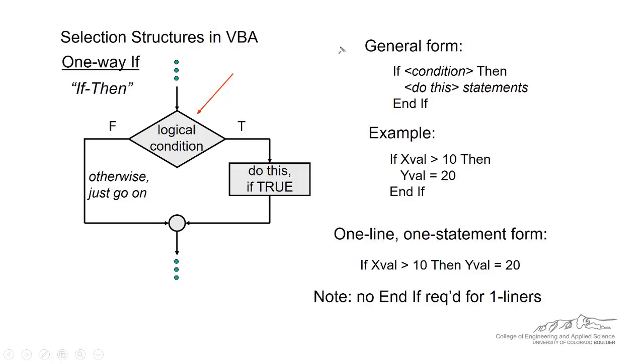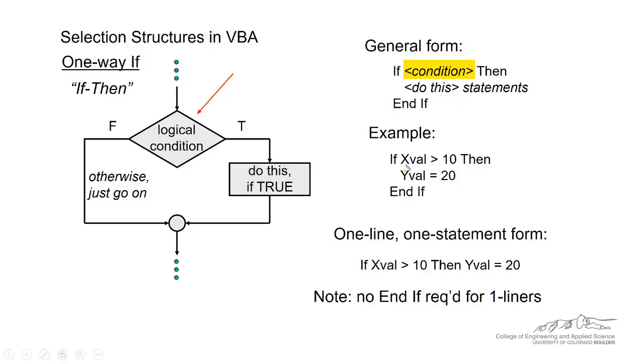In VBA code, it looks like this. It has this general form. We have a condition here, so we write if condition. So condition is just some sort of conditional statement that has to be true or false. If condition, so if that's true, then we do this. So we're going to have something.